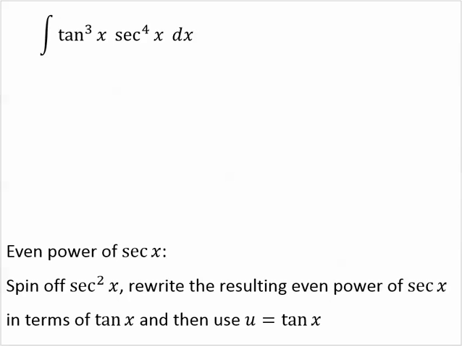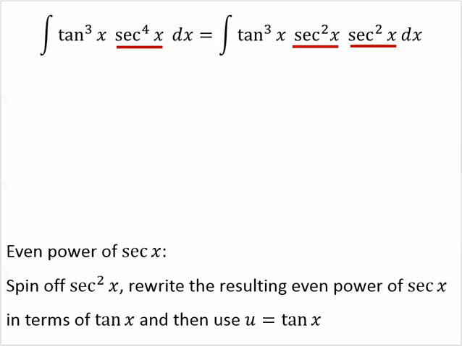In this example, we have tangent and secant where the secant x is to an even power. If you have an even power of secant x, spin off secant squared x. Then rewrite the resulting even power of secant x in terms of tangent x and use a substitution of u equals tangent x. Let me show you how that will look. All right, first, spin off secant squared x. So secant to the fourth is secant squared times secant squared.